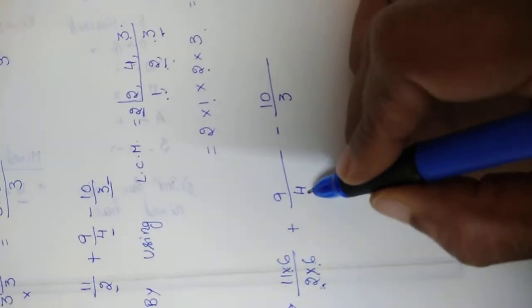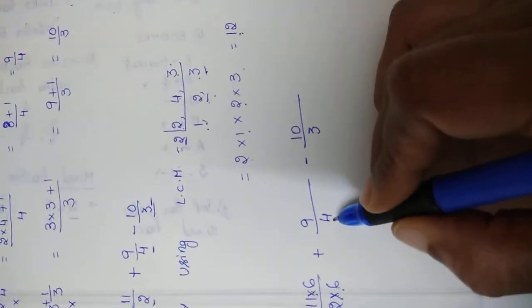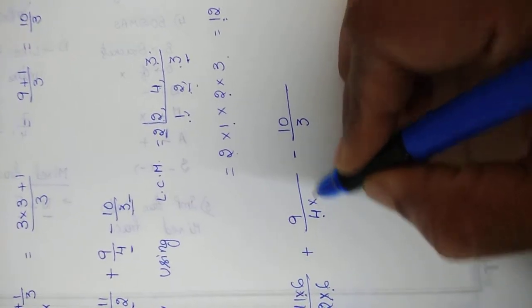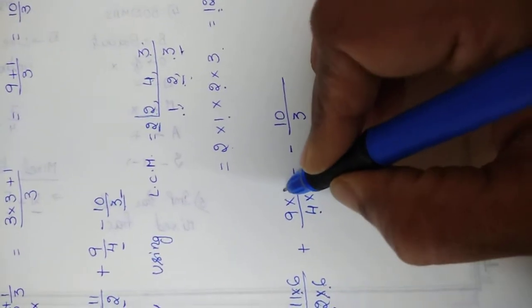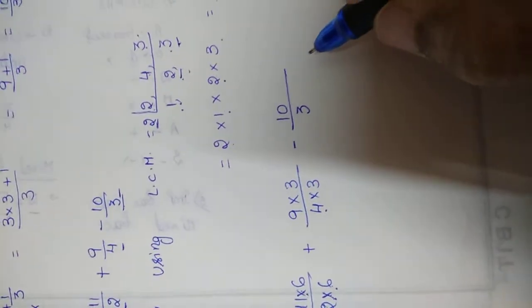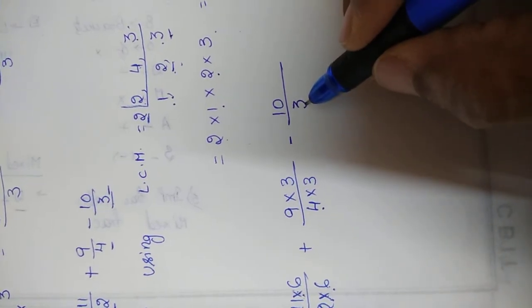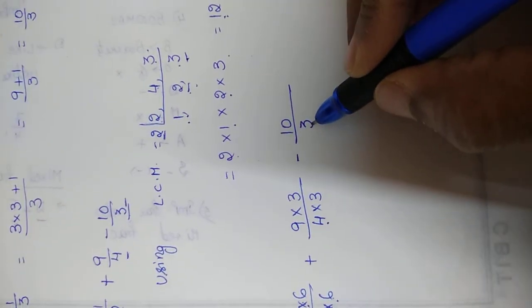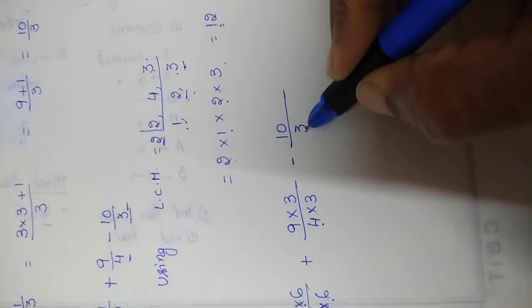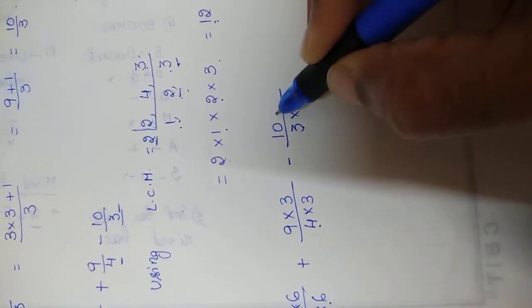Now coming to multiples of 4. In multiples of 4, when will we get 12? 4 3s are 12. So the same thing I should write there in the numerator also. Now coming to the next denominator 3. In the multiples of 3, when are you going to get 12? 3 4s are 12. So the same number I am going to write in the numerator.